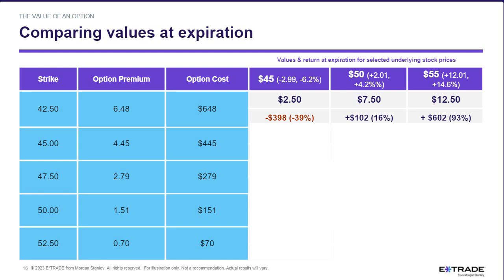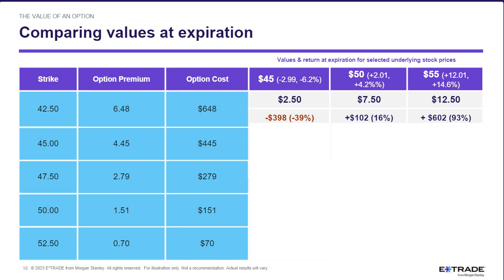And then if it gets to 55, we get an even more turbocharged leverage on the trade. The option is then worth $1250. We paid $648 for it, so we're up over 90% on the trade. We made a $600 profit on a $648 commitment. Okay, so that's the first row.